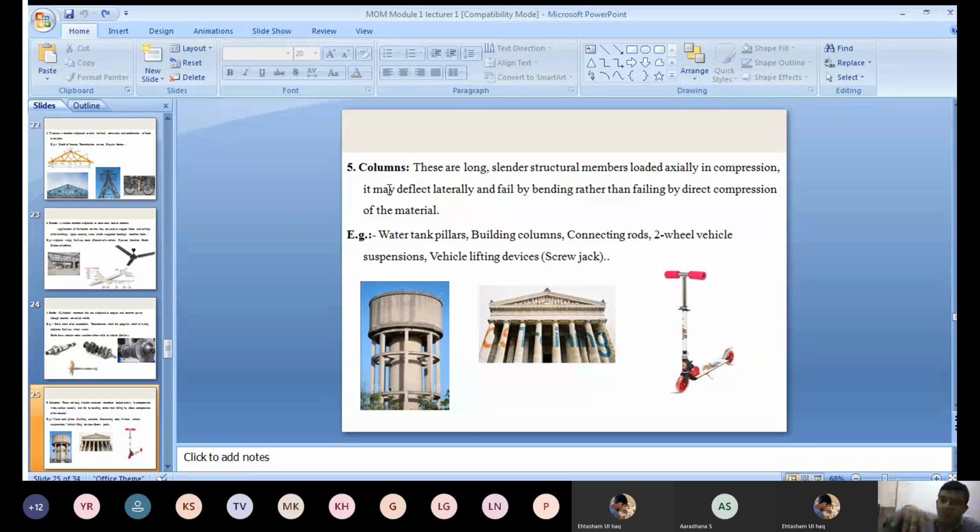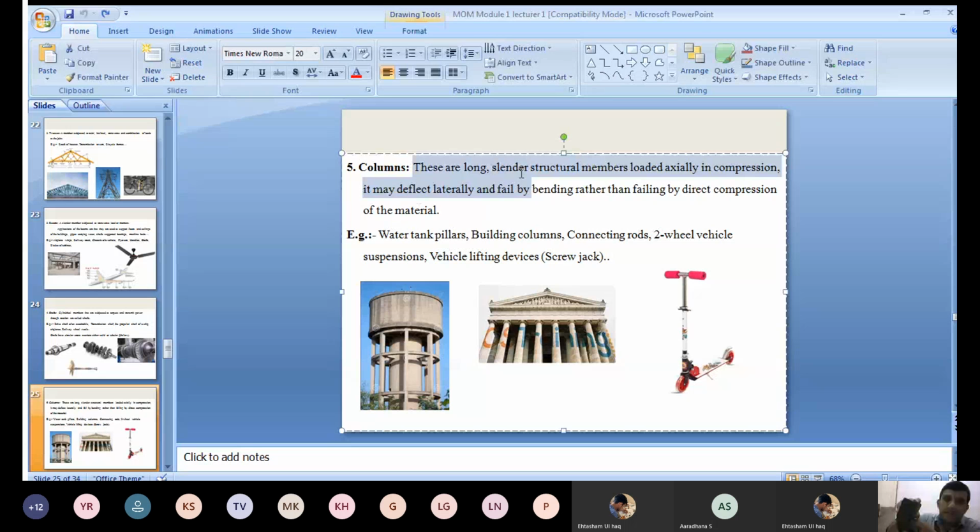I think you can see this model. If you apply compressive load, what happens? Initially it is straight. Now it will become bent like this. This is called buckling. It is deflected, so it fails due to lateral deflection. That is called buckling. Right? Those mechanical members are called columns.